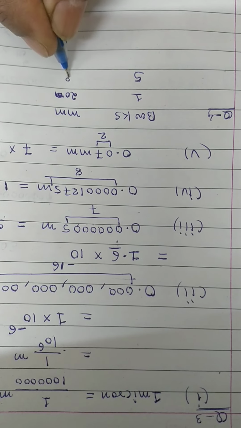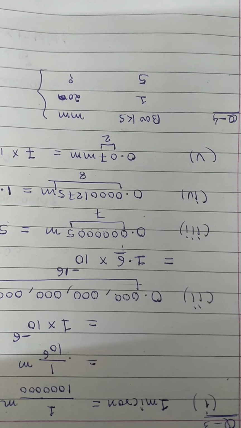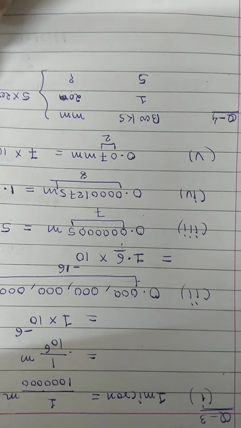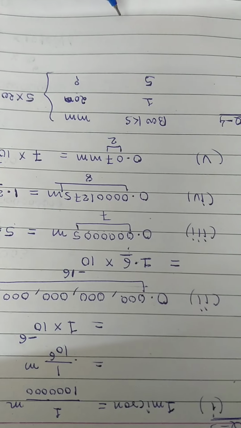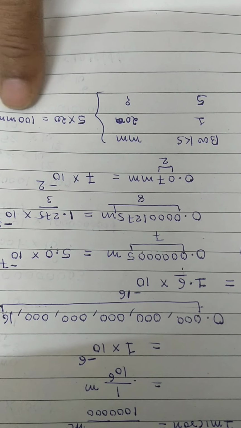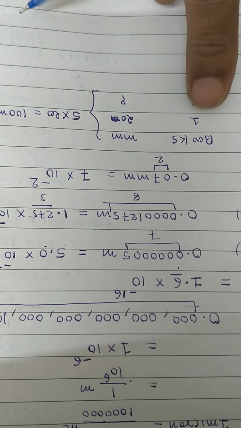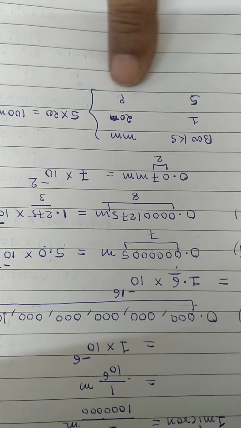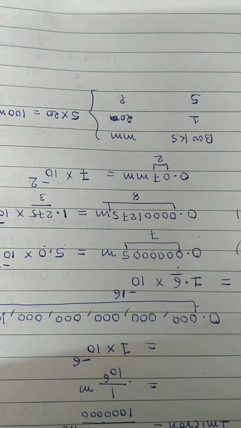Okay, so what is the total thickness of the books? So 5 multiply 20, that means 100 millimeter. Okay, so 100 millimeter is the thickness of 5 books. Here total books are 5. One book's thickness is given as 20 millimeter. So 5 books have thickness 5 multiply 20, that is 100 millimeter.